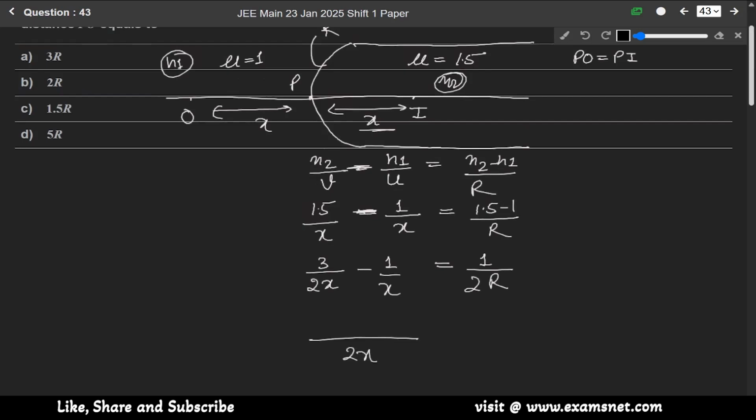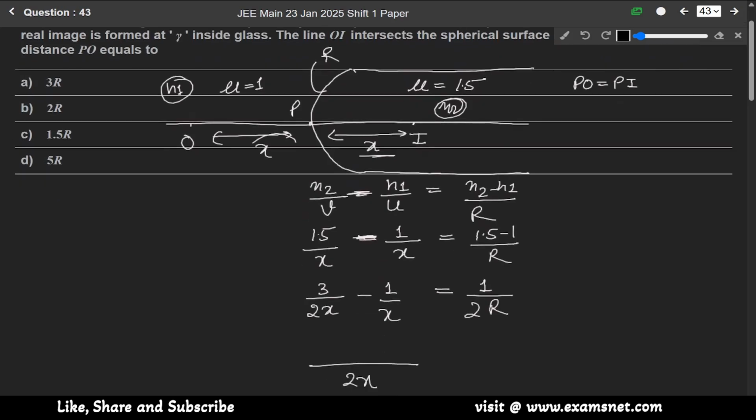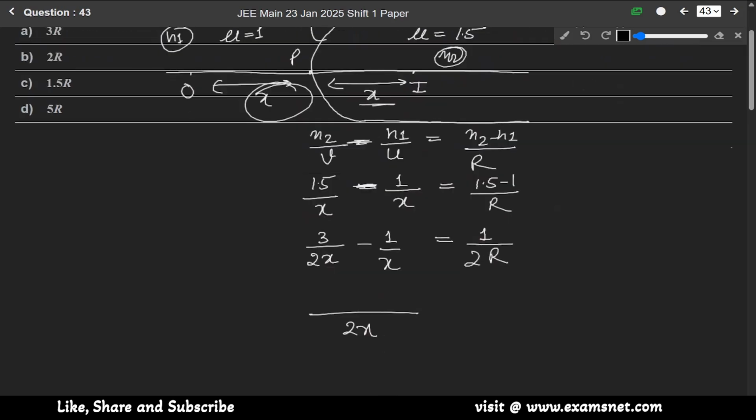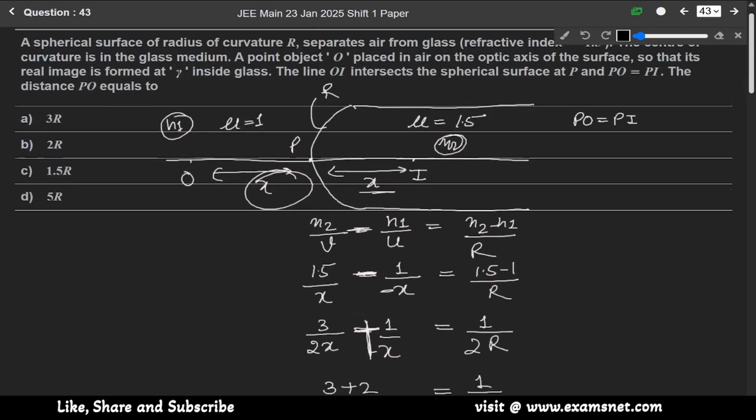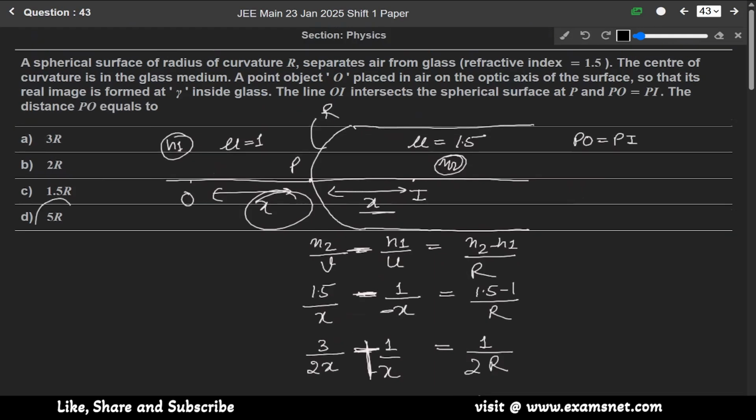And according to sign convention, this is object distance, so it will be negative only. So negative means it will be positive. Okay. So 3 plus 2 will be equal to 1 over 2R. So 2 cancels out. Therefore, x is equal to 5R. Okay, means the correct answer is x equals 5R, meaning option D is the correct answer.